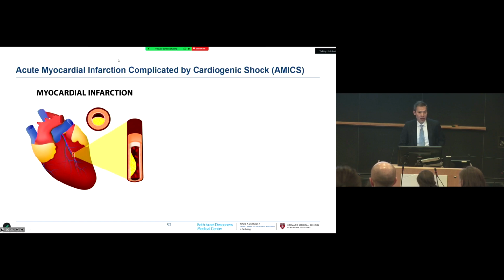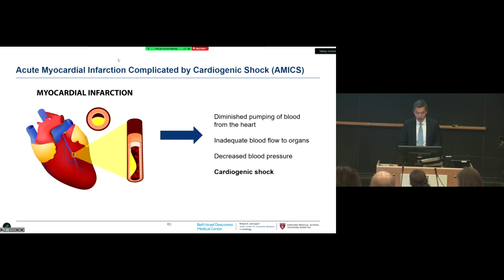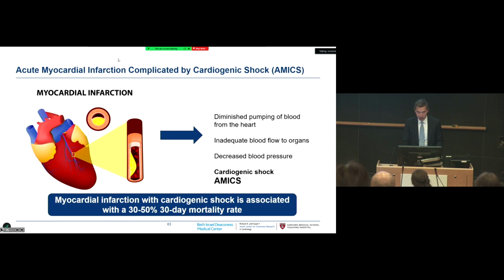And this, for the non-clinicians in the group, is really a grave condition. This happens when people have heart attacks. That is, blood flow to one of the heart arteries is impaired. The heart stops functioning well, it stops beating well. People go into shock. They have low blood pressure. There's not enough blood to their organs, and they have a very high mortality rate. And that's what AMICS is, acute myocardial infarction with cardiogenic shock.